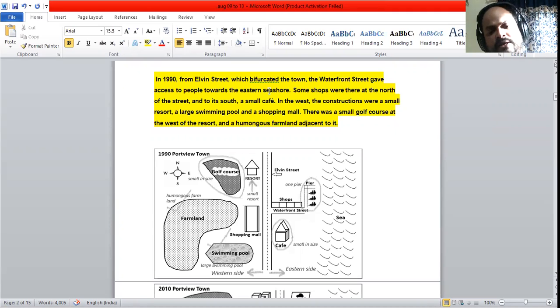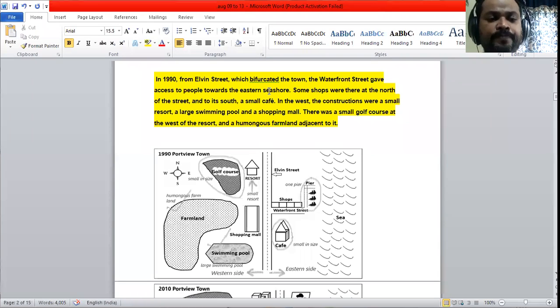So from Elvin Street, we had a way towards the east, towards the seashore in the east. Some shops were there at the north of the street, which is Waterfront Street. So I have two streets here. Yes, it is the Waterfront Street. So Waterfront Street gave access to the people towards the seashore. Some shops were there at the north of the street, and to its south a small cafe. In the west, the constructions were, number one, a small resort, a large swimming pool, and a shopping mall.